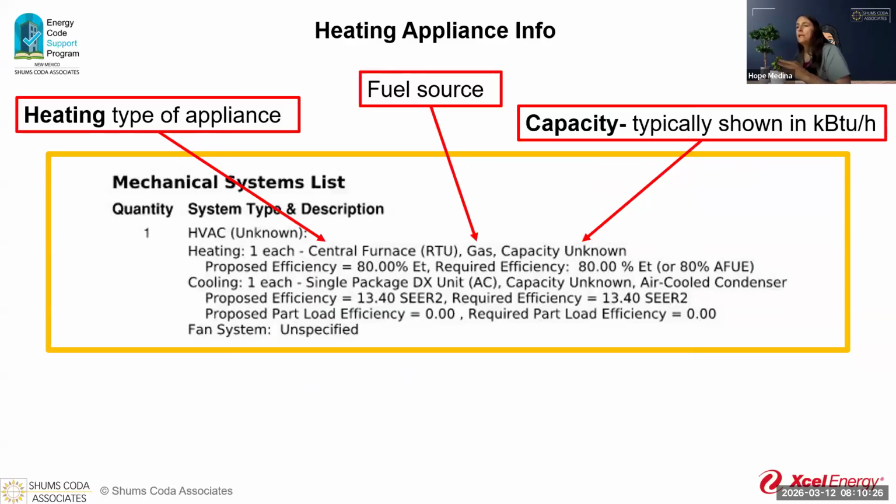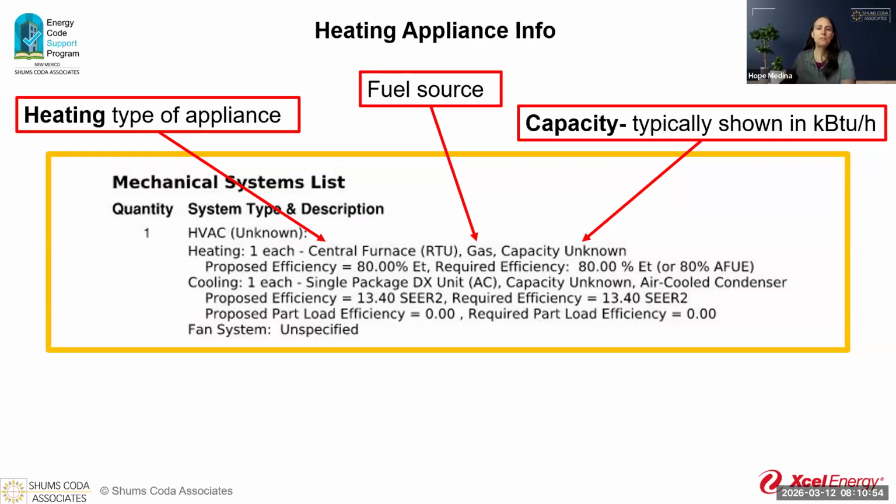And part of that is where it might say unknown: there are certain aspects of the software where, if you don't assign it to the piece of equipment, it might be listed that way. So it could just be operational error where they forgot to assign the capacity to the piece of equipment.